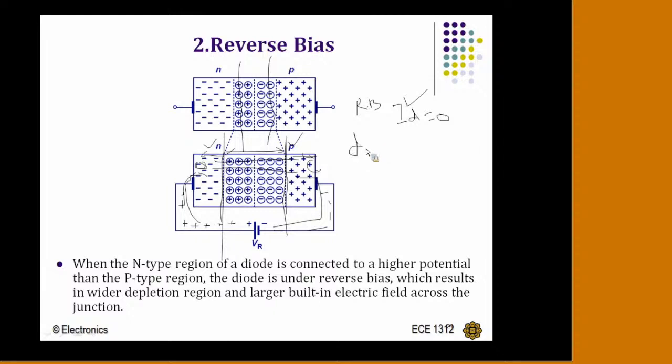Now why is it not 0? The diffusion current is not there. The diffusion current is due to the majority charge carriers, but a small drift current is there. Now what is a drift current? The drift current is due to the electric field.